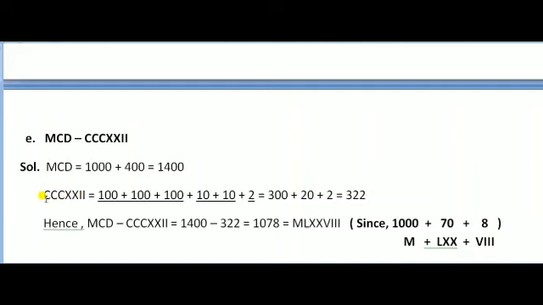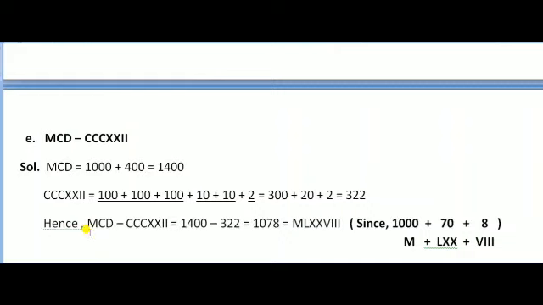Next CCCXXII. Already we are aware about the symbol C. C stands for 100. So here it is 100 plus 100 plus 100. We will be repeating thrice. Plus X stands for 10. So 2 times X is coming. So 2 times addition of 10, 10. And II stands for 2. Now the underlying numbers show that we will be doing the addition of all the three. So 100 plus 100 plus 100 becomes 300. 10 plus 10 becomes 20. So here it is 2 as it is. When we do the calculation of all the numbers, we get 322.